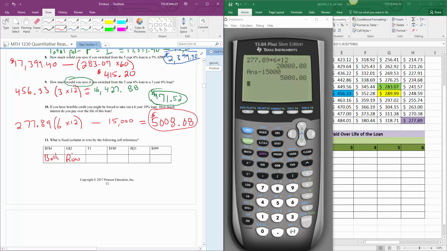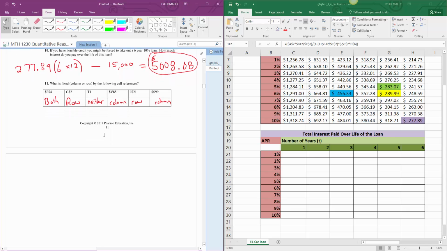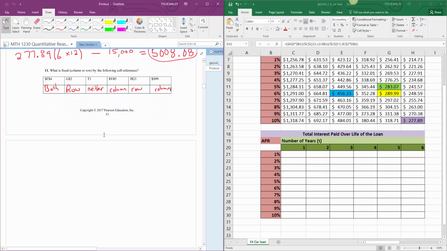The next one is T1. There's no $ sign, so this would be neither, right? Neither one's locked in. The next one, the $ sign is in front of the V, so this would be the column. And then in the next one, the $ sign is in front of the 21, so this would be the row, right? And then lastly, the $ sign is in front of the S, so this would be a column, right? So that's just a good exercise to make sure we know the cell referencing, right? Because again, that's a big part of this class, and we're relying on that a lot to make these charts.